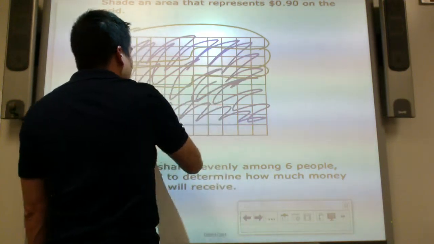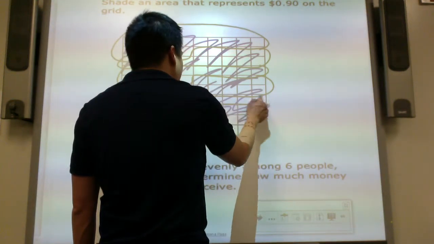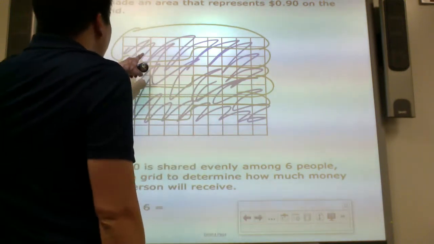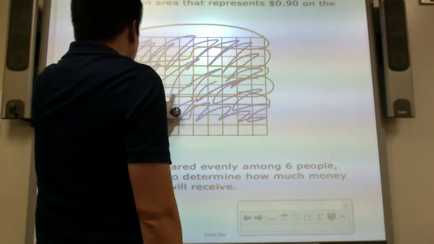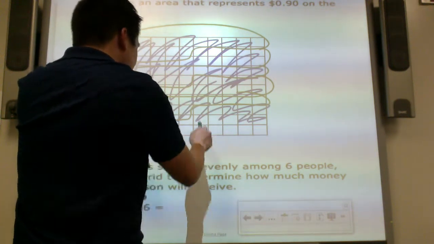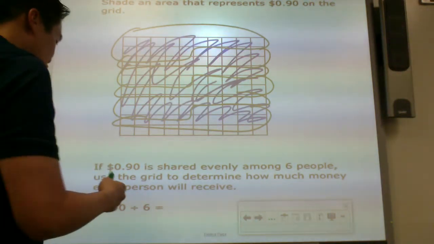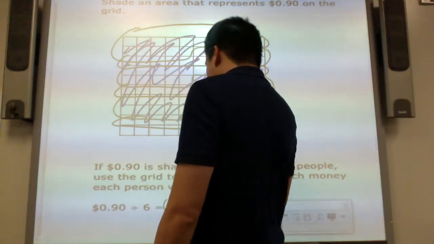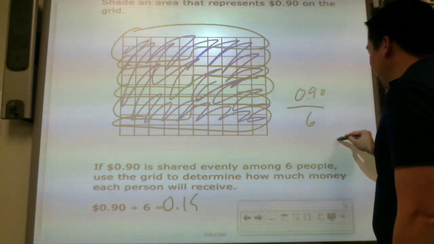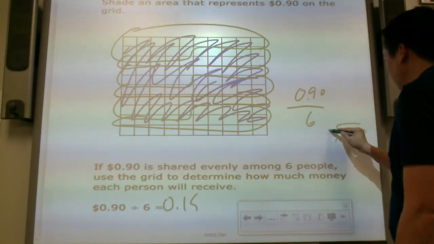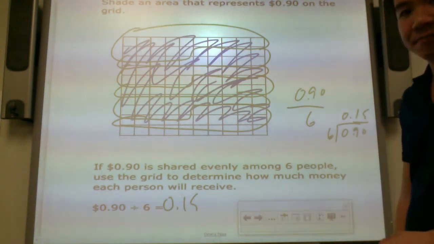Person 3 will get 15 cents. Person 4 will get 15 cents. Person 6 will get 15 cents. And last but not least, each person will get 15 cents. Or another way to think about it, 90 cents divided by 6 is 15 cents.